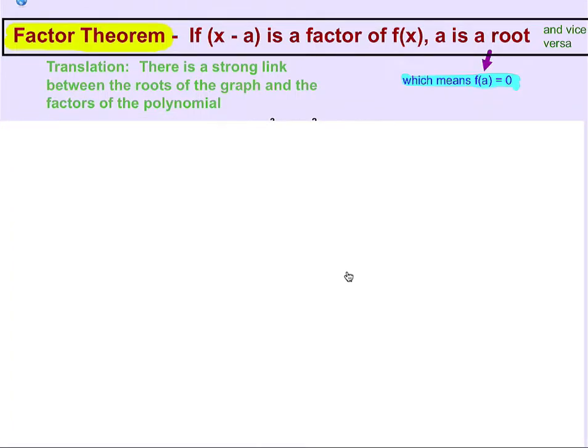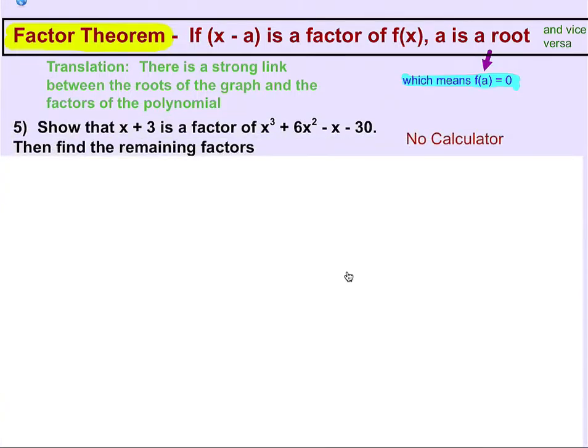We saw this when we were solving our quadratics by factoring also. Whenever we factored, we could split and solve using the zero product property. The factor eventually became a root. The reason why this is so important to us now in this unit is because, unlike the unit on quadratics, we are often going to be faced with cubics that we just can't factor by looking at them. x cubed plus 6x squared minus x minus 30. I can't factor that just by looking at it.